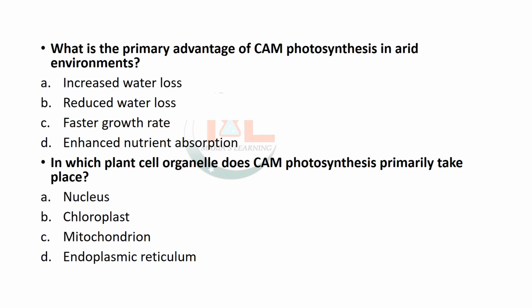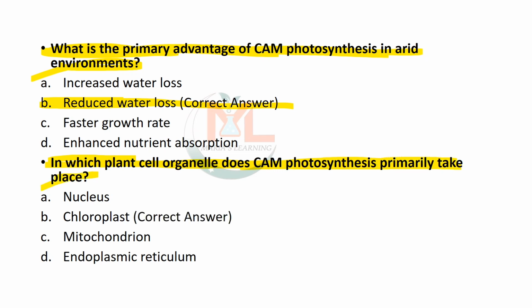What is the primary advantage of CAM photosynthesis in arid environment? And the right answer is reduce water loss. Next question is in which plant cell organelle does CAM photosynthesis primarily take place? And the right answer is chloroplast is the organelle where the CAM photosynthesis primarily takes place.